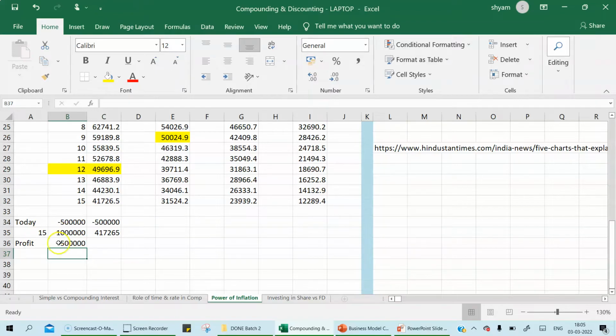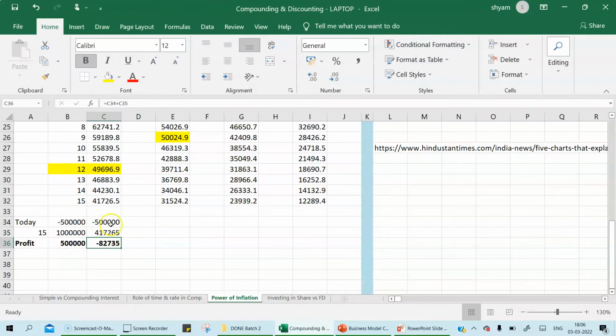Because 5 lakhs you have invested, and in 15 years you'll get 10 lakhs. You will feel you will get a high amount of profit of 5 lakhs. That's great. But you have not taken the inflation concept into account. If you take inflation into account, you will actually end up with a loss. 5 lakhs you've given, and he will pay you 10 lakhs in 15 years. That's not a problem. But that money's worth will be only 4,17,000. That means you end up with a loss of 82,000.